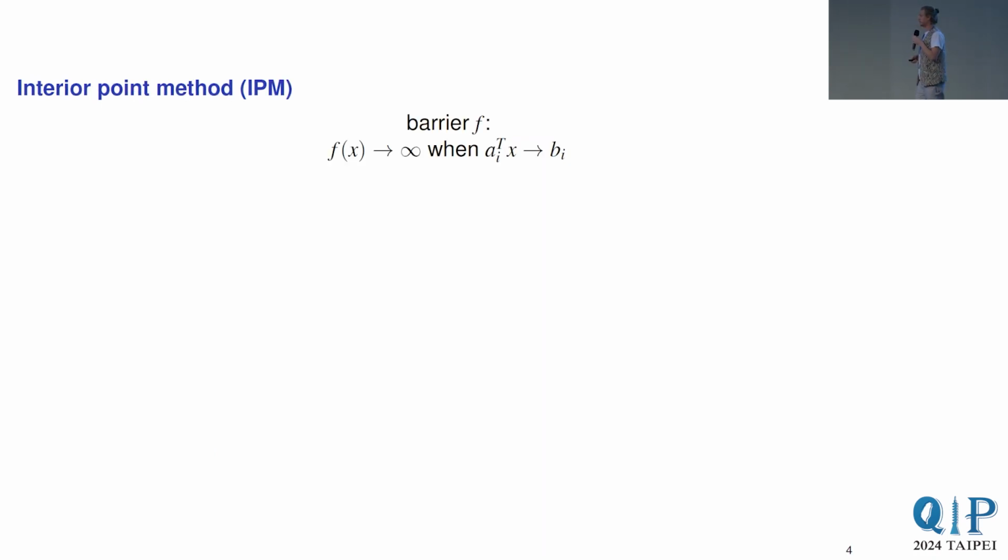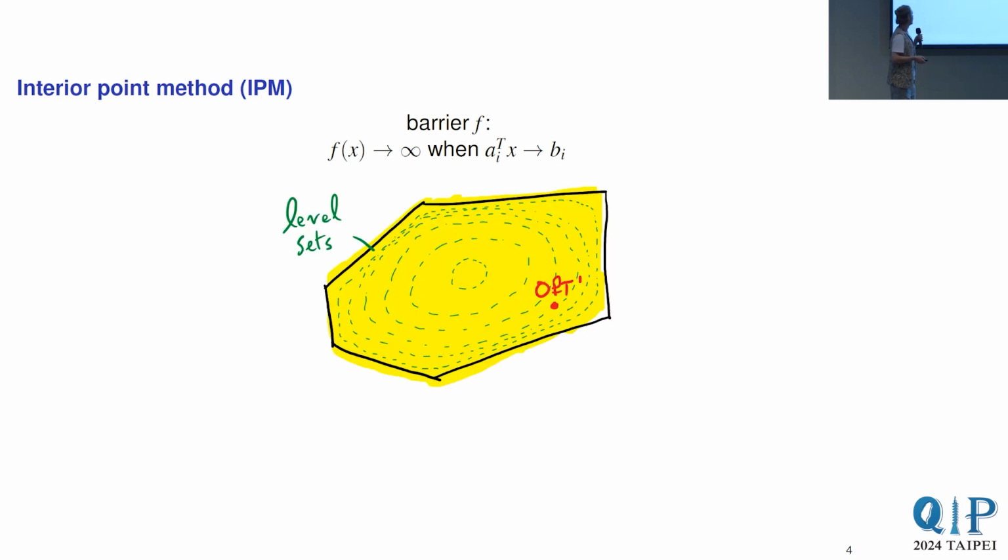Typically, at least in interior point methods, we do this using the notion of a barrier function, which is a function that goes to infinity as we approach the boundary of the polytope. It looks a bit like this, where level sets start accumulating around the border, and this function goes to infinity as we approach the border of this polytope.